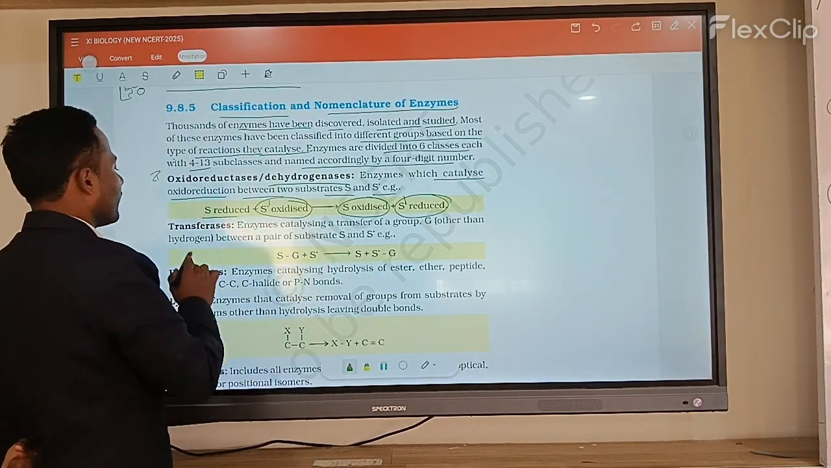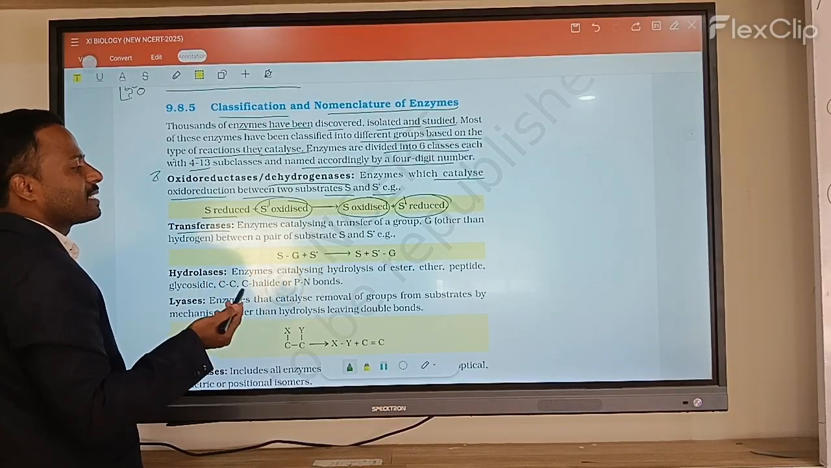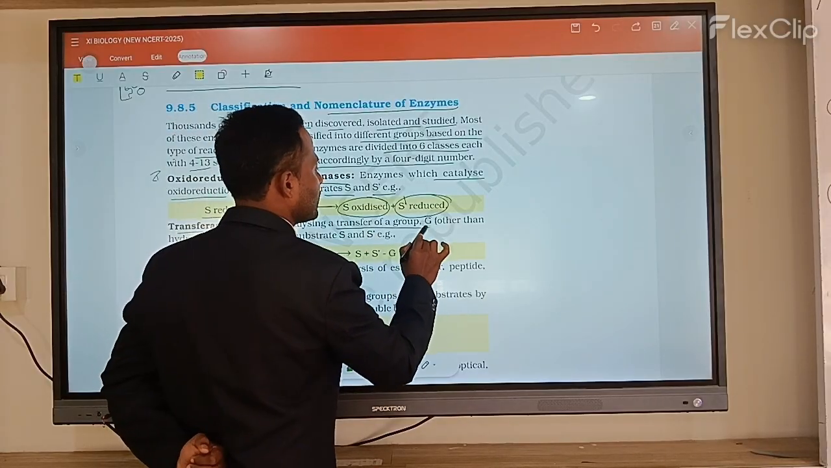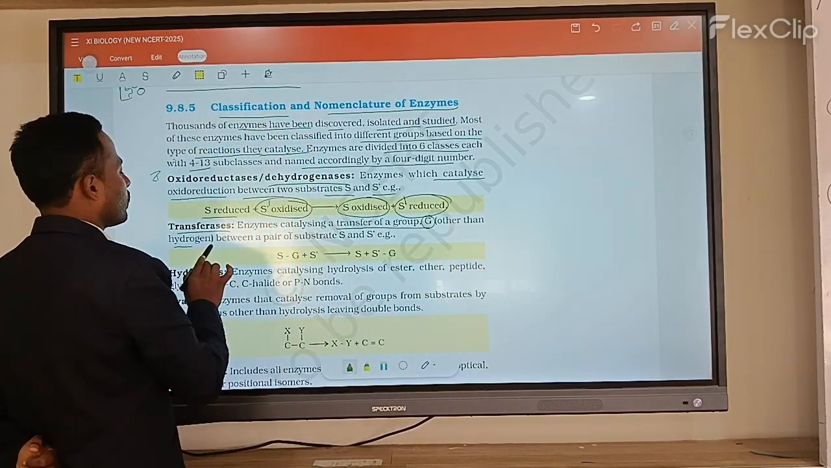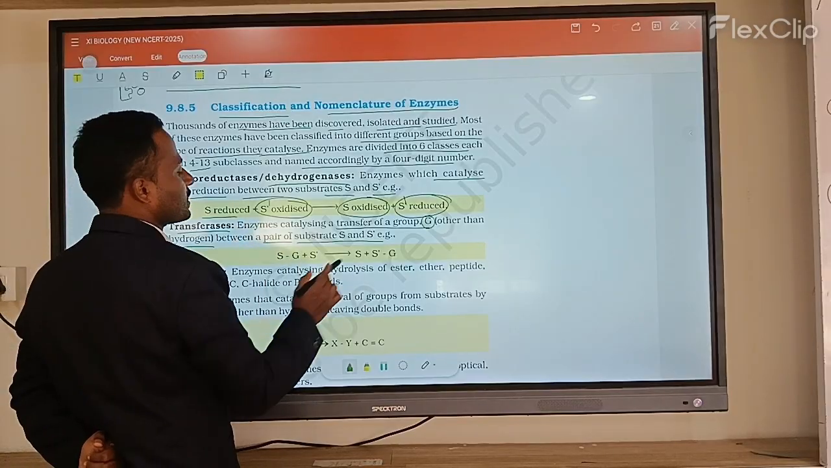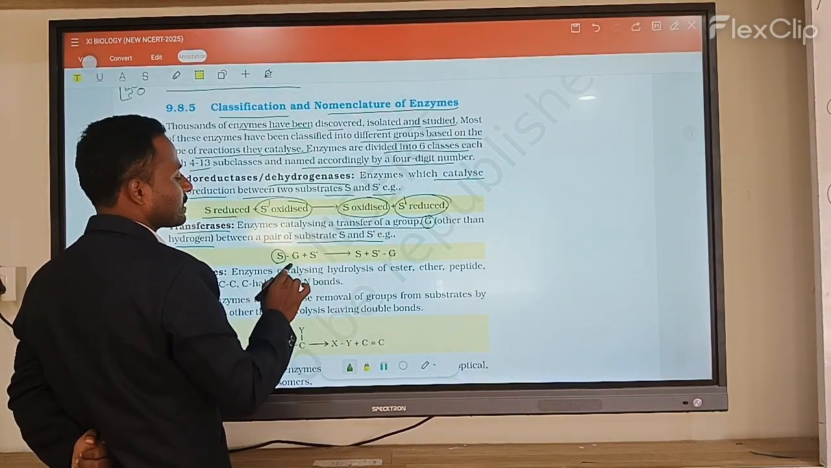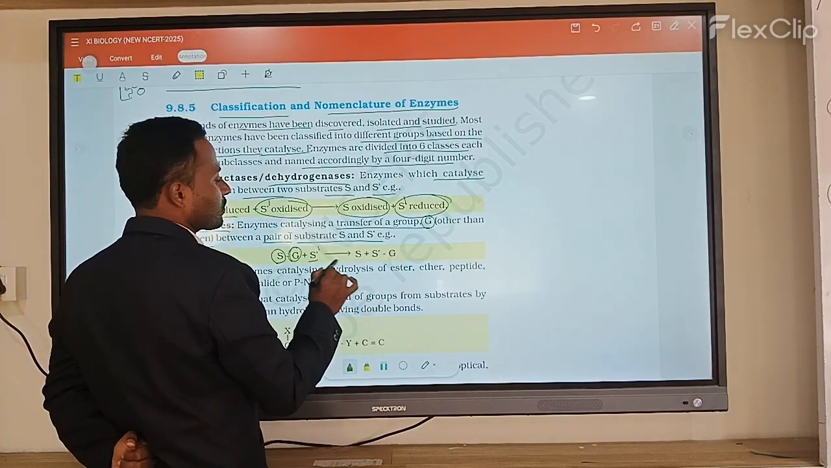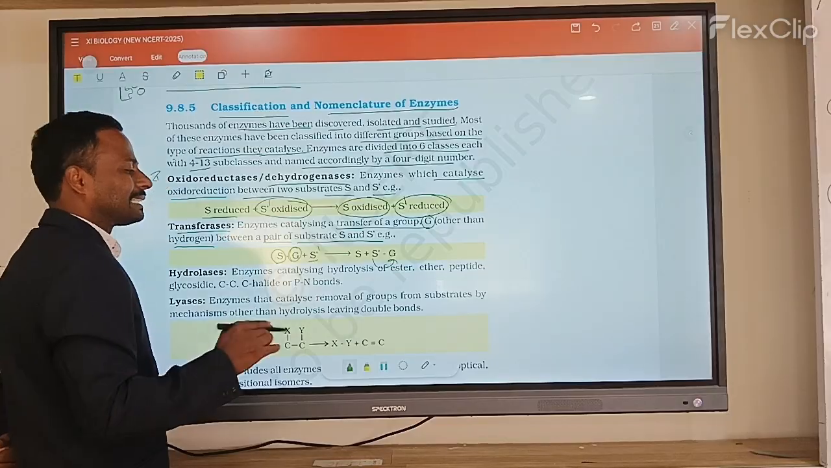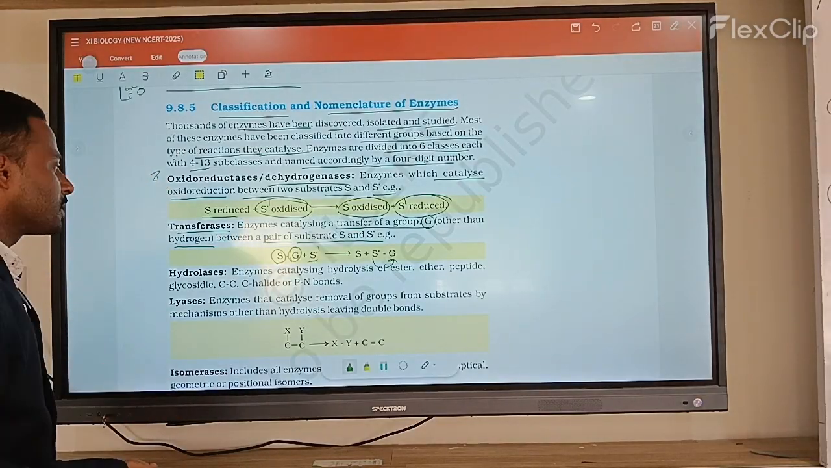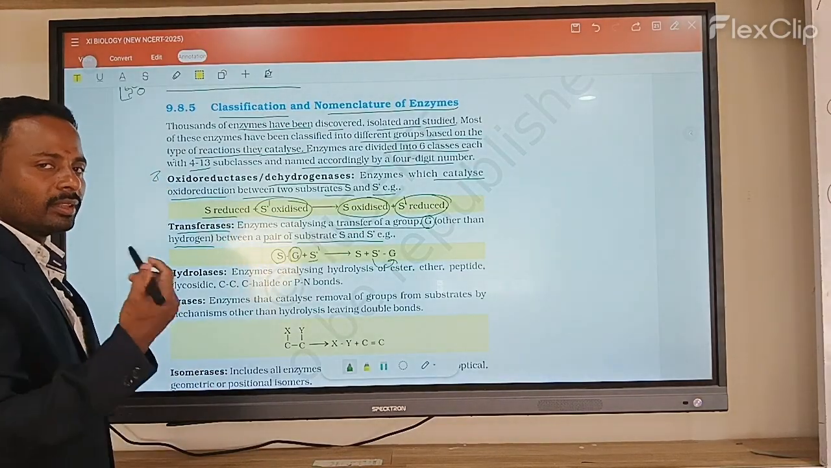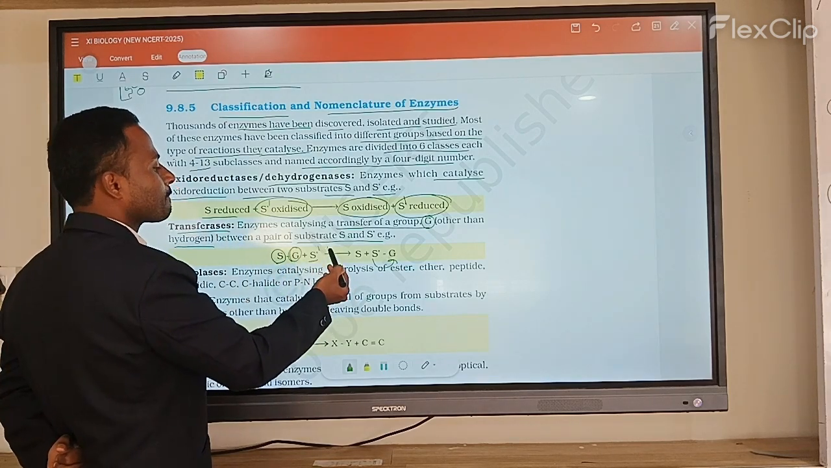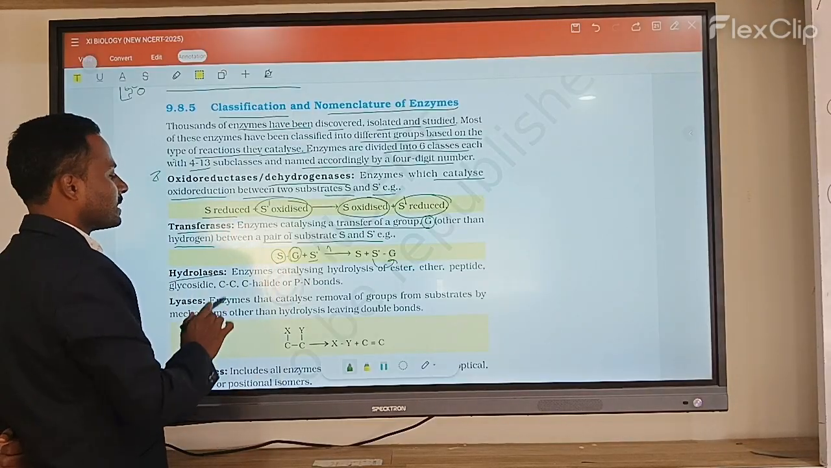Next, transferase. Here the enzyme is a catalyst for the transfer of a group, like G, other than hydrogen, between a pair of two substrates. For example, we have the substrates S-G and S dash. Here G automatically gets transferred from one to the other. So this kind of enzyme is called transferase enzyme. For G to move from here to here, the enzyme required is transferase.